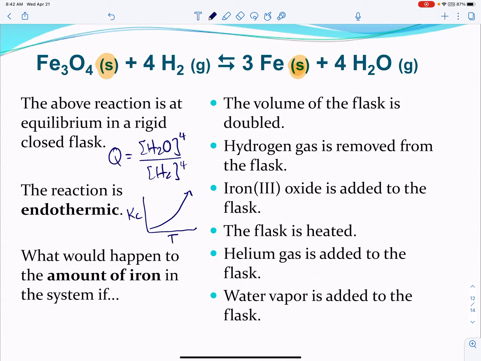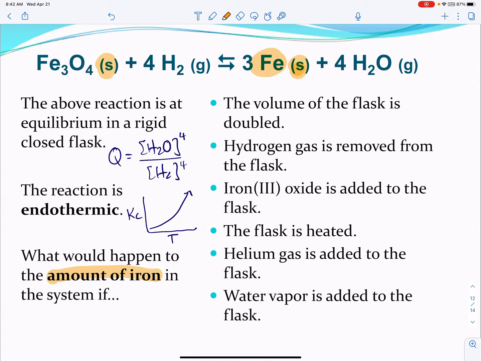Okay, so now we're asking here, what happens to the amount of iron? The iron is the product on the right-hand side if we do these various stresses. Now, some people might think because the iron is a solid that it doesn't change. Well, notice the question doesn't ask what would happen to the concentration of iron, because if it said that, the answer would be nothing changes because solids have constant concentrations. That's why we left them out of the expression for Q. But it doesn't say concentration, it says amount of iron.